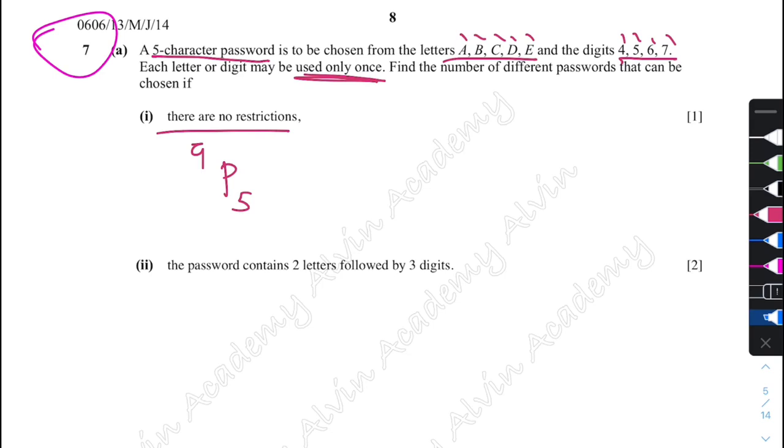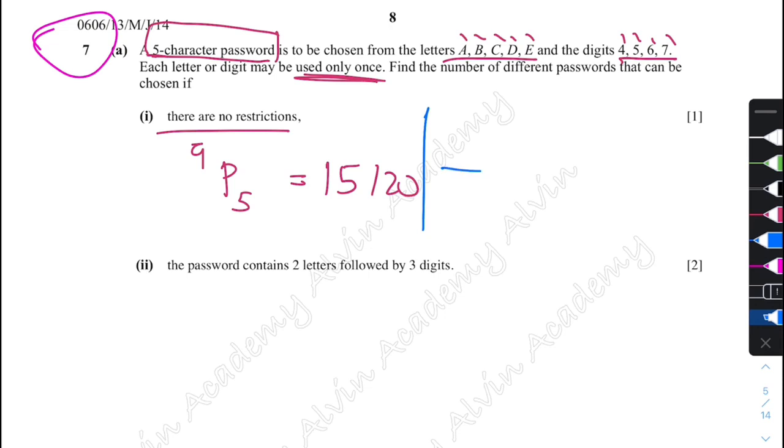Why am I going to use permutation? Well, it is a password. You don't just put anything on your phone and it unlocks. It must be in order. That means permutation, okay? So that's 9 permutation 5, giving us 15120.